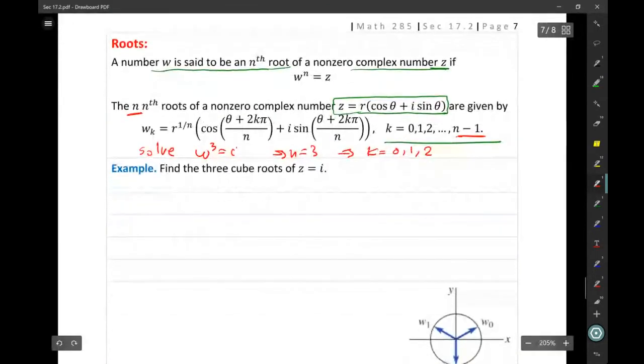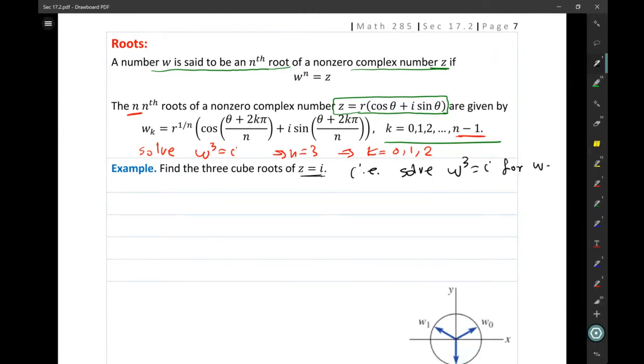Okay, let us now see some examples. The example says: find the 3 cubic roots of z equal to i. Here I mean solve w cubed is equal to i for w. That is what we mean by this, or w is equal to i to the power 1 by 3. We need to solve this equation.